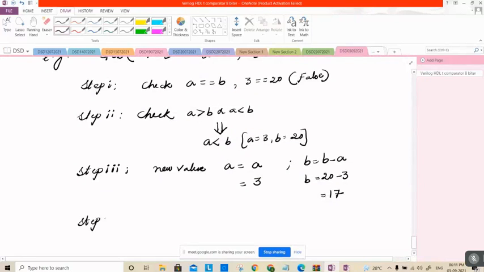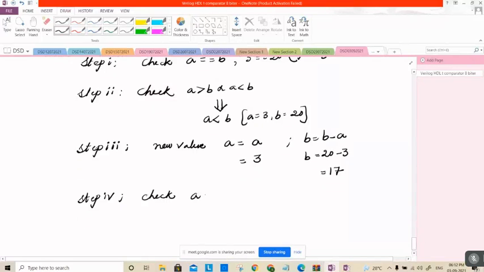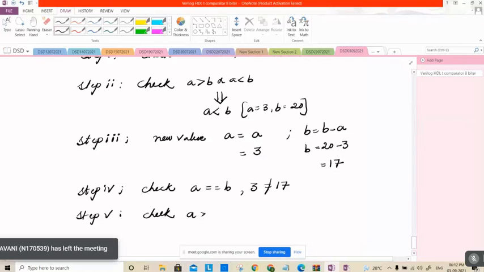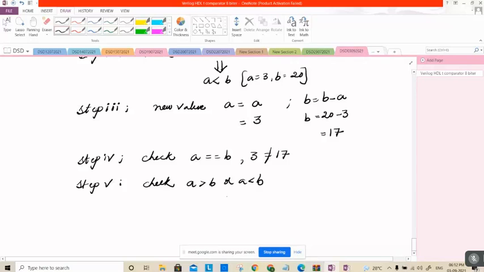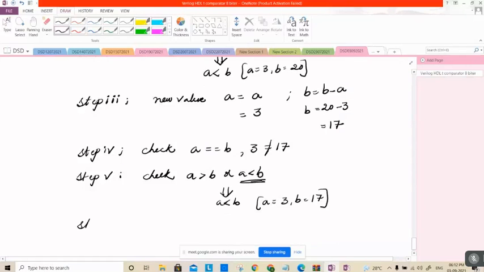Now step 4. Again, check whether A is equal to B or not. Check the A equal to B condition. 3 is not equal to 17. We go to step 5. What is step 5? We check for A greater than B or A less than B. Now what is the case here? A greater than B or A less than B? A less than B. Right, A is less than B here. The reason is that the value of A is 3 and the value of B is equal to 17. Now step 6.